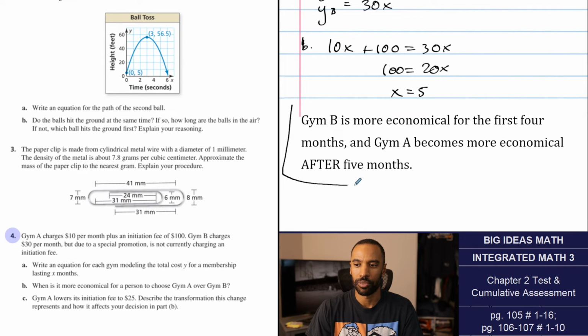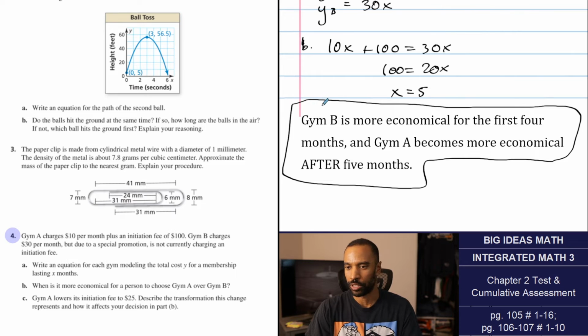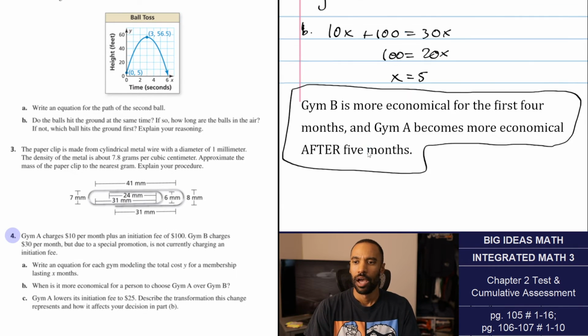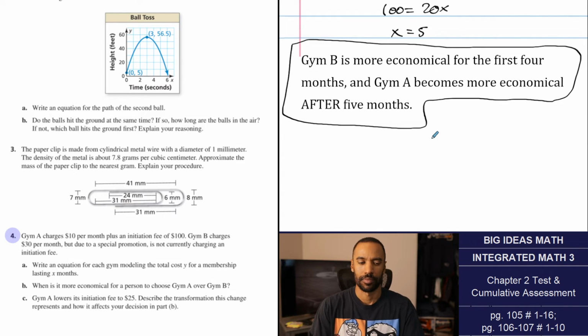So after that, the initial $100 you spent pays dividends later when you only do $10 a month after you've spent, I guess, $150 at each of them. All right, part C. Gym A lowers its initiation fee to $25. Describe the transformation this change represents and how it affects your decision in part B.